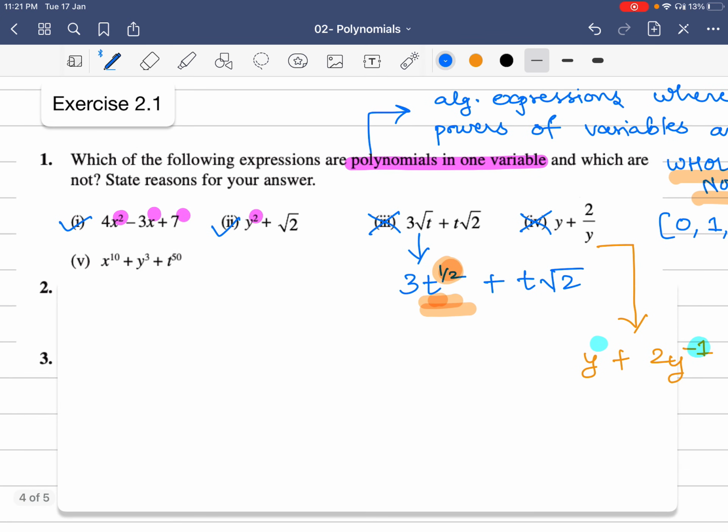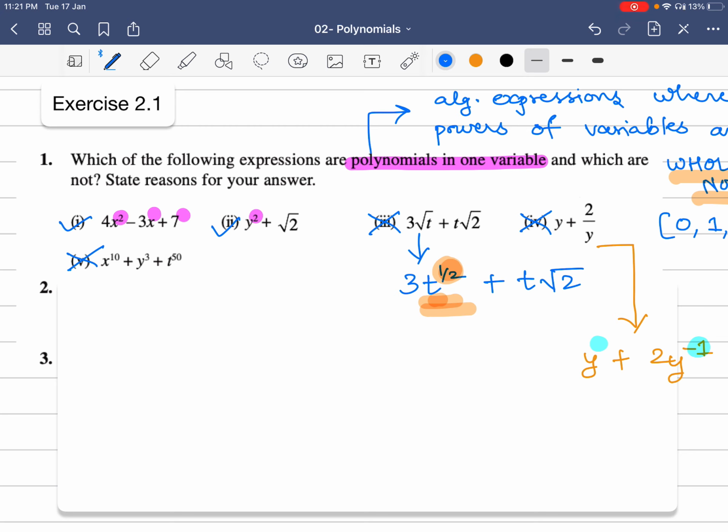Now, last is example number 5, x to the power 10, y to the power 3, t to the power 50. We are looking for polynomials in one variable. Here you can see clearly there are 3 variables, x, y, and t. So although this is a valid polynomial in terms of the power of the variables, we are looking for polynomials in one variable. So this is a polynomial in 3 variables, and this also will get struck out.